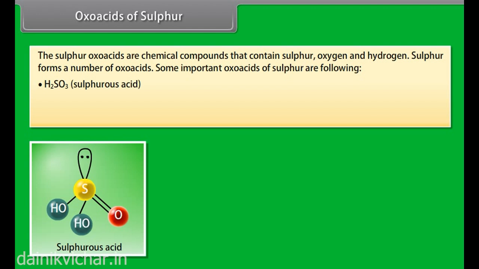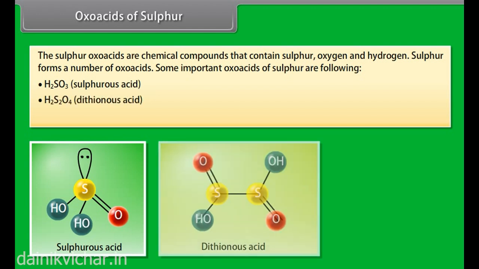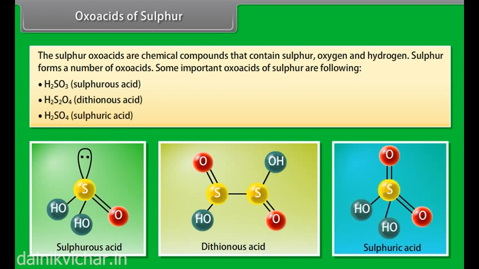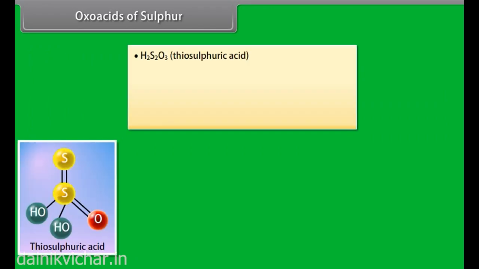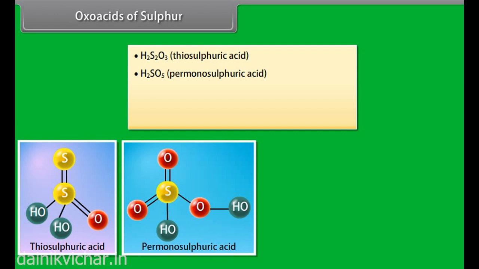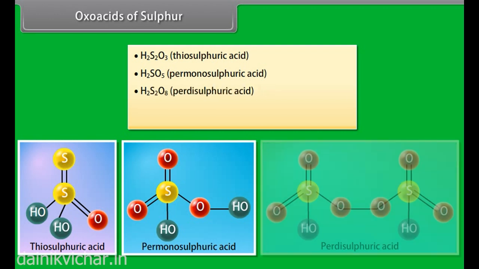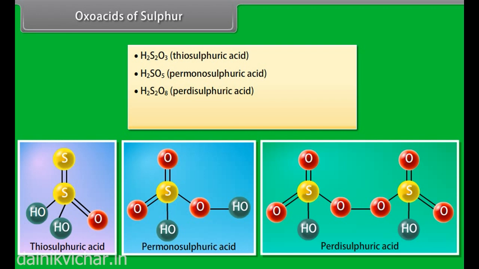H2SO3, sulfurous acid, H2S2O4, dithionous acid, H2SO4, sulfuric acid, H2S2O3, thiosulfuric acid, H2SO5, peroxymonosulfuric acid, H2S2O8, peroxydisulfuric acid. Some of these acids are unstable and are known in aqueous solution or in the form of their salts.